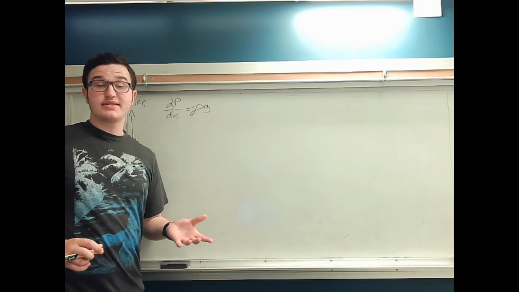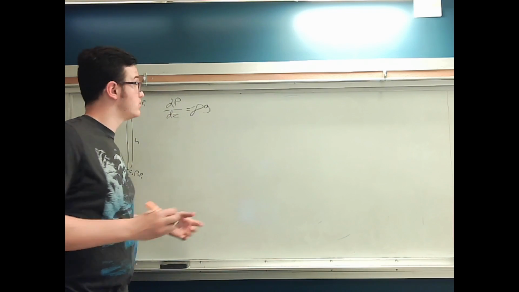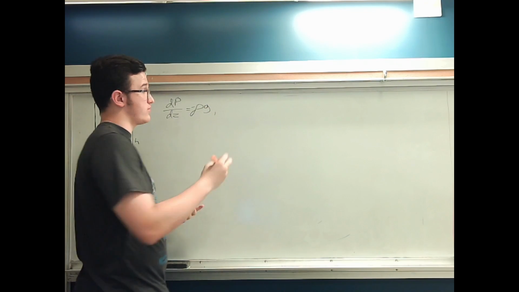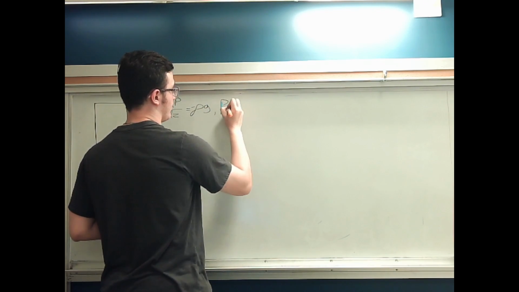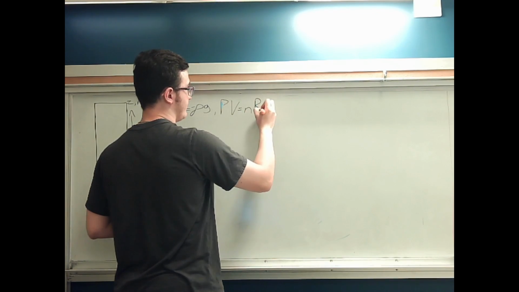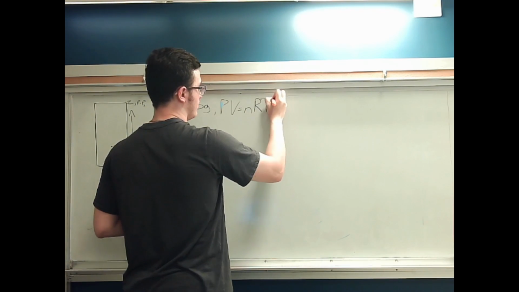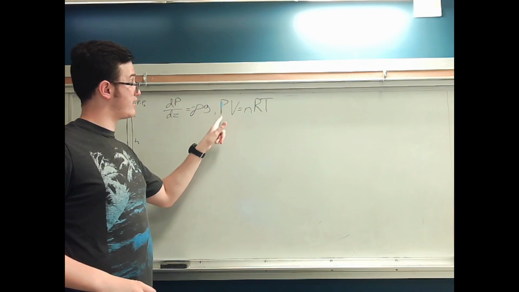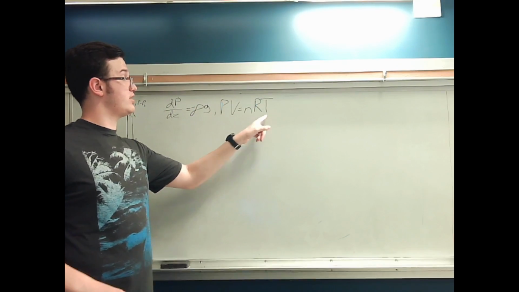Now, we also know that it's an ideal gas, so we're going to use our old friend PV equals nRT: pressure times volume equals number of moles, ideal gas constant, times temperature. For part 1, we're going to be looking specifically at pressure. For part 2, we're going to be looking at temperature.